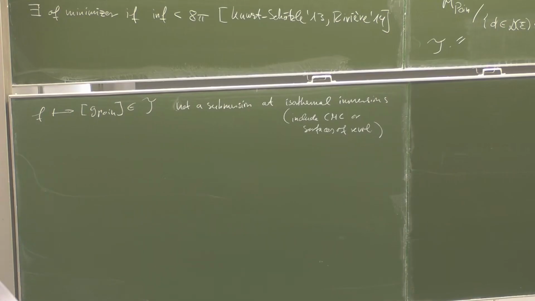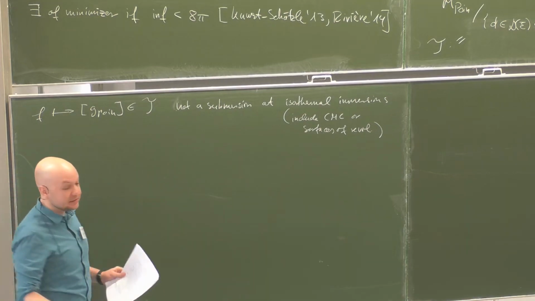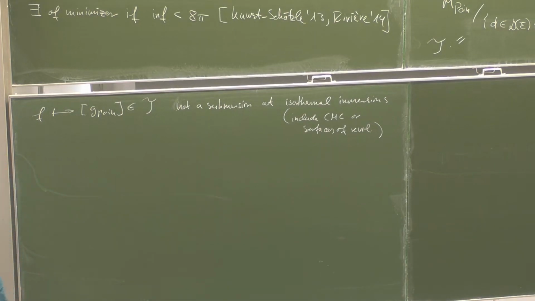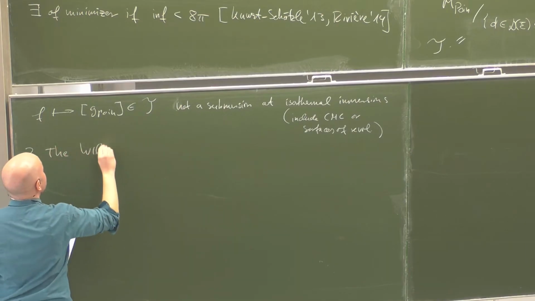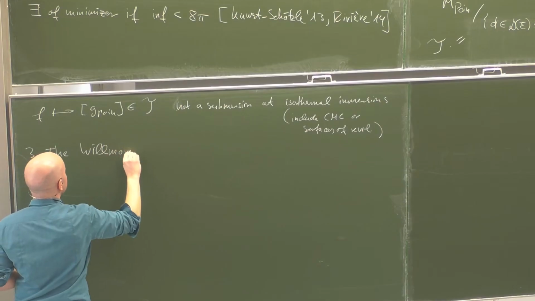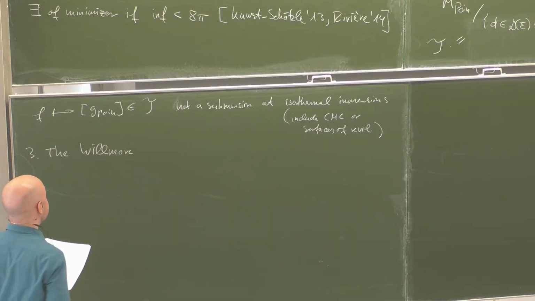So the minimization problem already has a partial answer, but it requires the assumption that the infimum is less than 8 pi. And of course, we would like to get around this. What we did in this work is we looked at a dynamic approach to minimization via gradient flow. And we will see that this gives, at least partially, a way to get around the 8 pi.